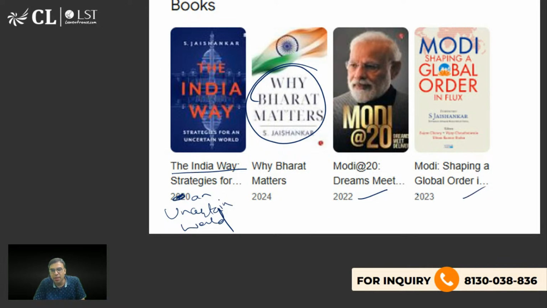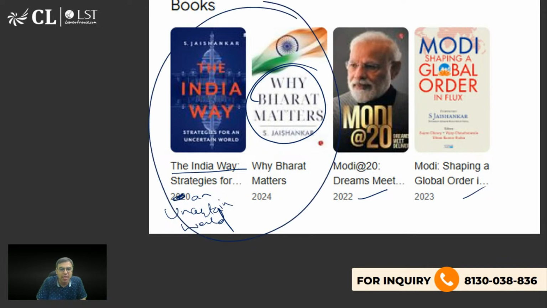Then Modi Shaping Global Order. But of these, the two on the left are more important. Okay. So these two, The India Way and Why Bharat Matters, are the more important books written by Mr. S. Jaishankar, the Foreign Minister of India. Please remember it because I have seen questions in government exams and different standard exams from here. Okay.